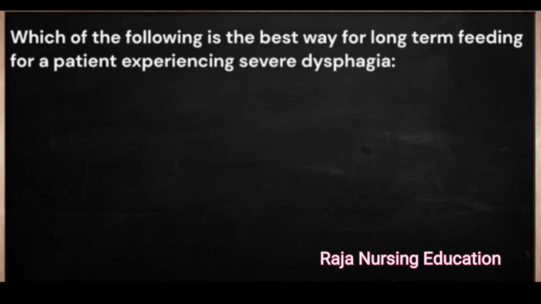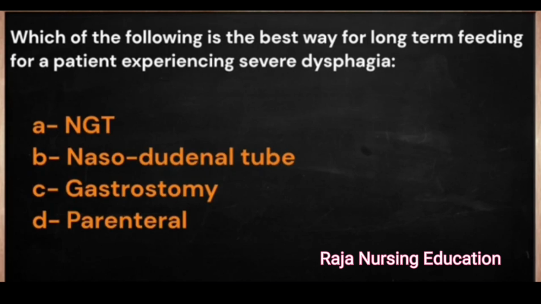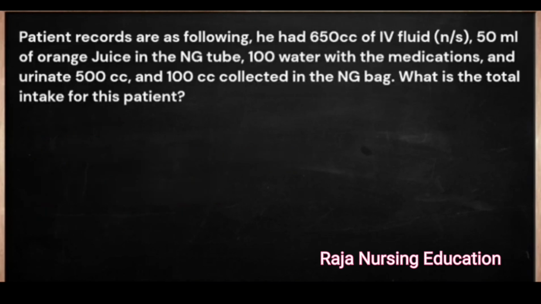Which of the following is the best way for long-term feeding for a patient experiencing severe dysphagia? A. NG tube, B. Nasoduodenal tube, C. Gastrostomy, D. Parenteral. The option is C. Gastrostomy.